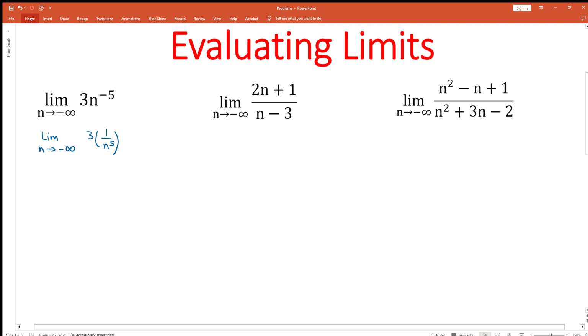In this expression, 3 is the coefficient, it's a constant, it is unaffected by the limit, so we can move it outside the limit. One can be written as 1 to the power 5. Next we can write 1 to the power 5 over n to the power 5 as 1 over n to the power 5.